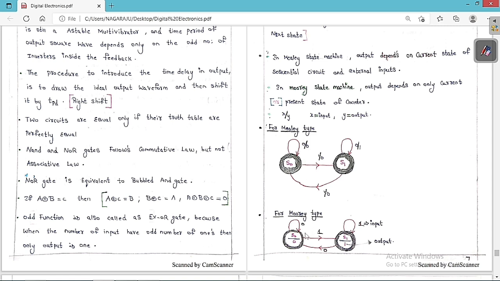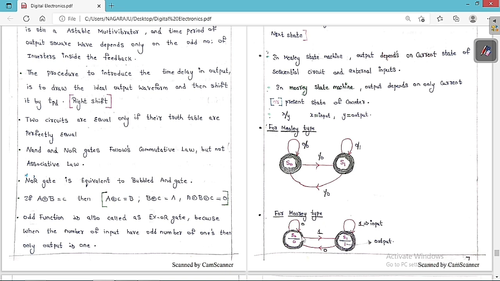Whereas in the Moore state machine, output depends only on the current or present state, and X by Y means X is the input and Y is the output. So this is the Mealy type machine, and this is the small circuit diagram. You can see clearly this is S0. Whenever the input is equal to 0, the output is 0 in the same state. If you give input 1, it goes to a new state with output 0. Suppose the input is 0, it stays in the same state with output 1. If you give an input of 1, it goes to the new state of S0 with an output of 0.